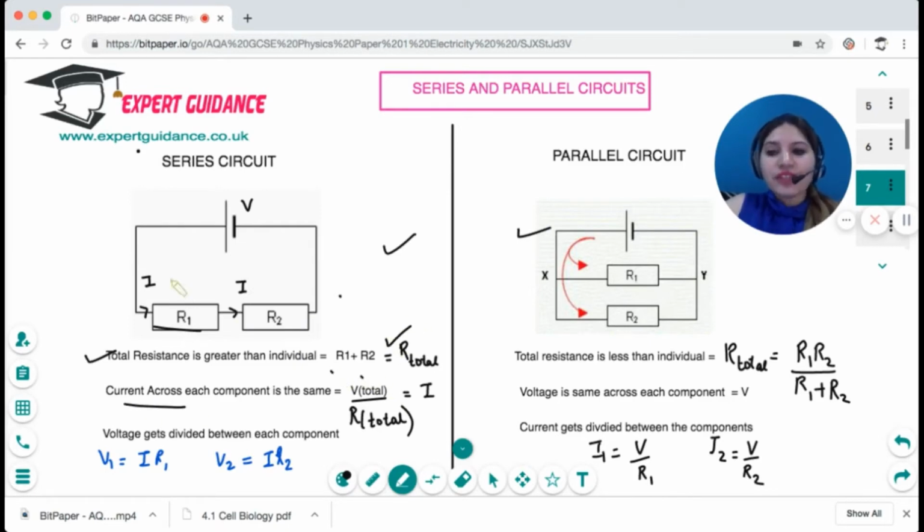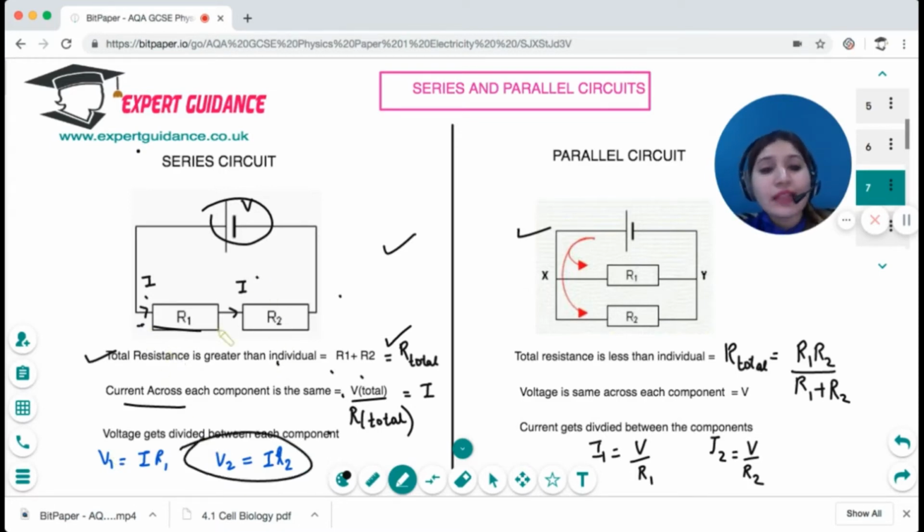The current across each component will be V over R. So the total voltage over the total resistance, which is the sum of R1 plus R2, gives the current across each component. And remember, in series, the current is always the same. So now you have the current from this formula. You can do I times R1 for the voltage across R1 and I times R2 for the voltage across R2. That will give you the voltage across each component, because the voltage gets divided according to the resistance.